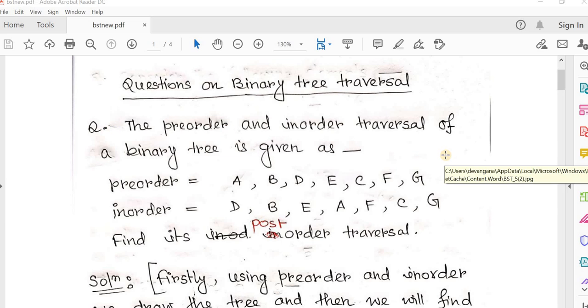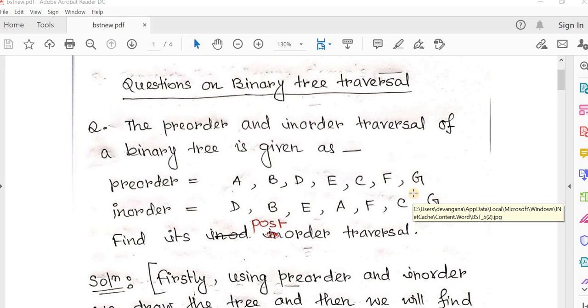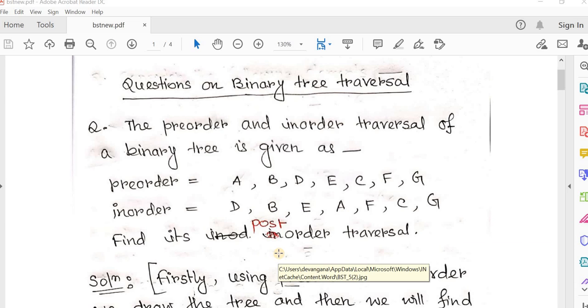So this is the first question. The pre-order and in-order traversal of a binary tree is given. Pre-order is given as A, B, D, E, C, F and Z. So this is the pre-order traversal of a binary tree. Then the in-order traversal is D, B, E, A, F, C and Z. So you have to find its post-order traversal.